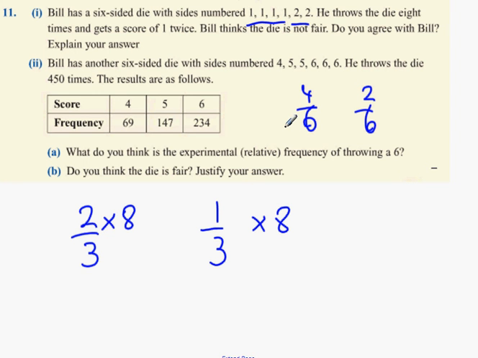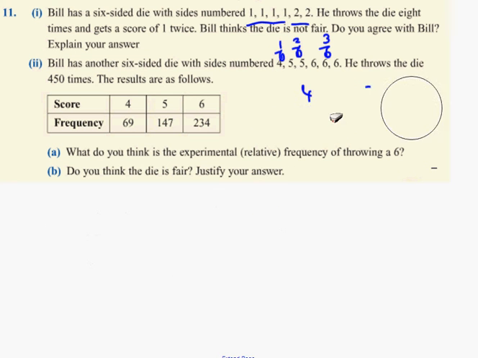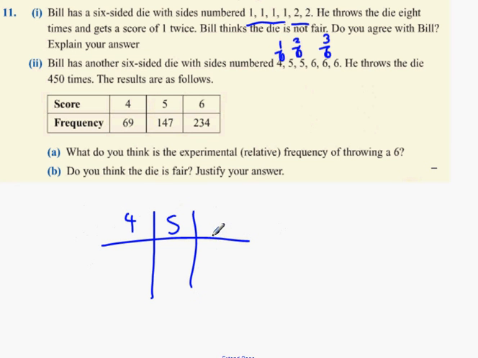Okay? Bill has another 6-sided die with 1 4, so that's 1 out of 6, 2 out of 6 for 5s, and 3 out of 6 for 6s. He rolled the dice 450 times. The results are as follows. That means he has a 1 in 6 chance of getting the 4, a 2 in 6 chance of getting the 5, and a 3 in 6 chance of getting the 6. So guys, look what we do here.